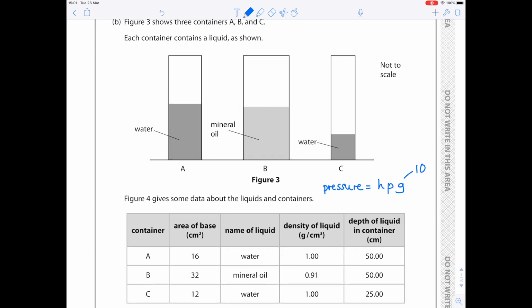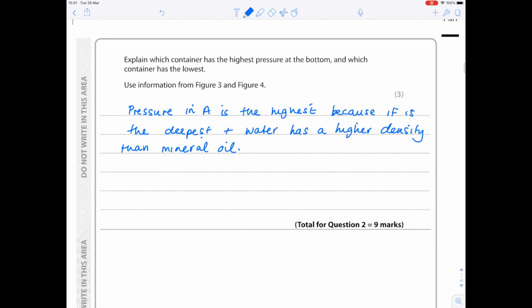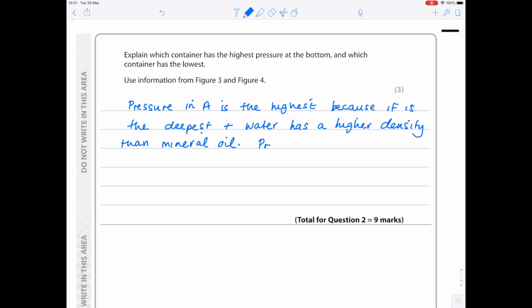If we compare A and C because they contain the same liquid, we know that pressure of A will be greater than C because it is double the depth, so we do need to point that out. So the pressure of A is twice that of C.